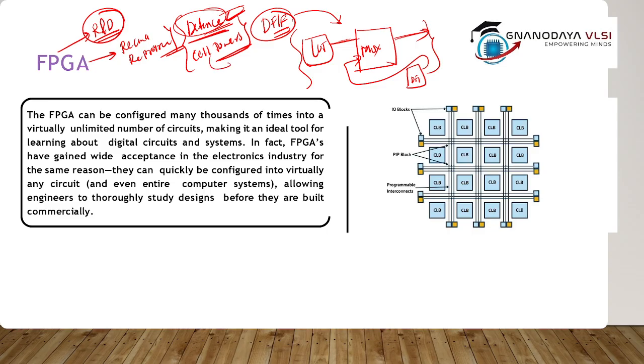Cell towers also: day by day, initially 2G was there, then 3G, 4G, 5G, and the future is 6G. When technology is changing, we can't change the whole equipment. So if FPGAs are used inside that cell tower, we can change the programming based on the technology. So these are the applications of FPGA.